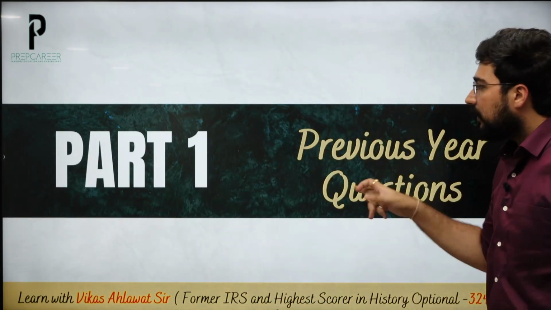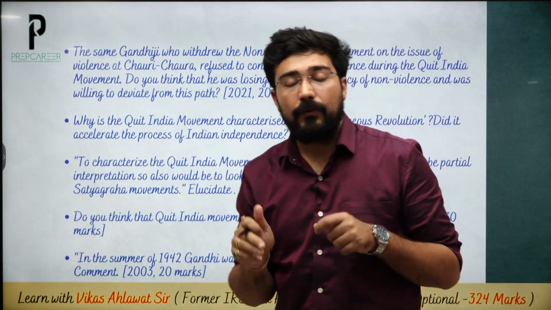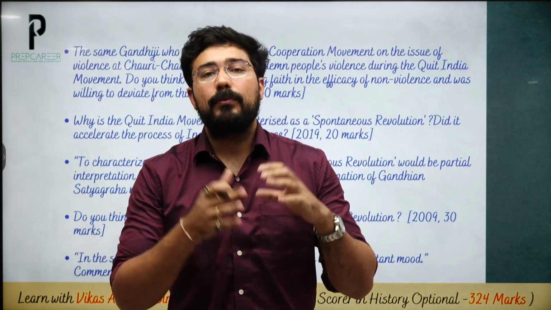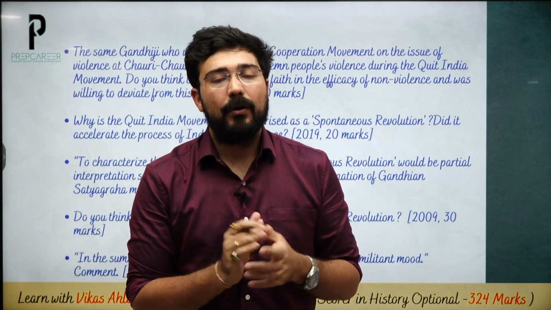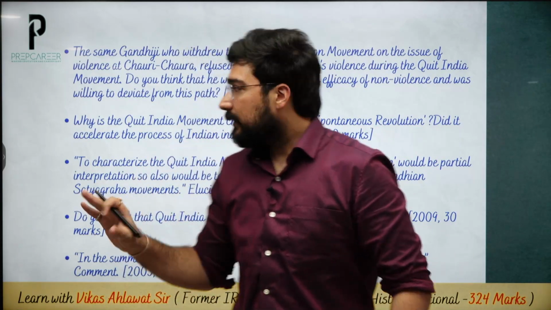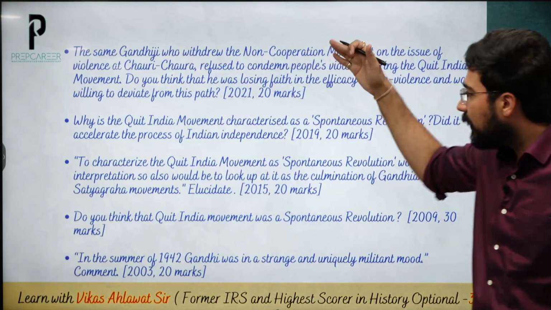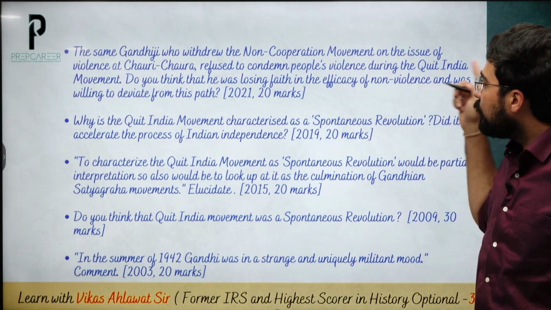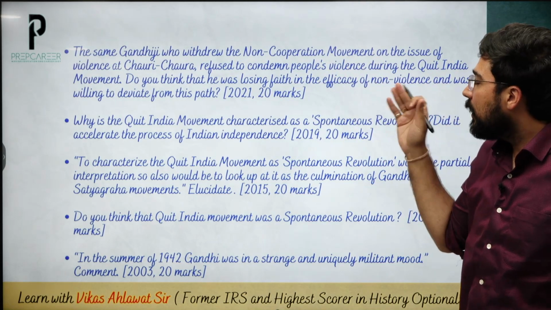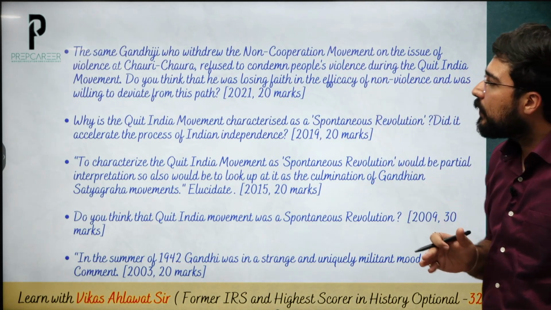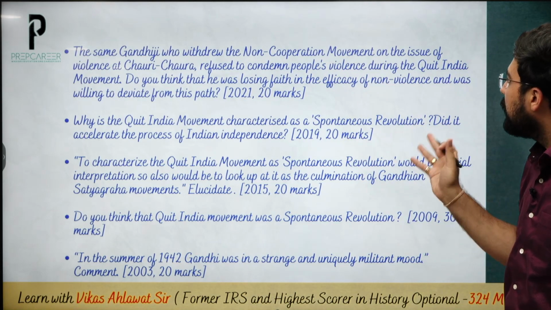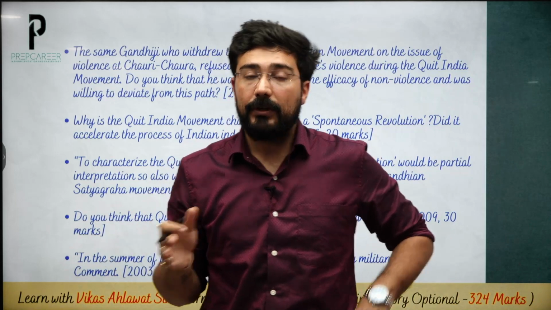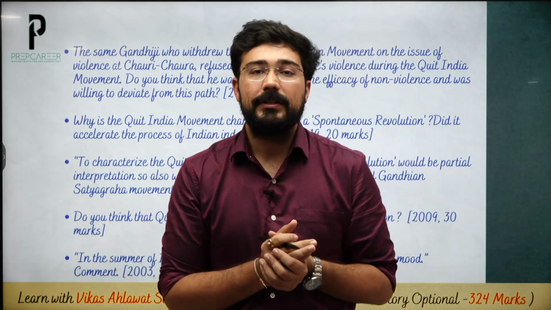The first part is previous year questions. Before reading the book, see the previous year questions. We have already uploaded this booklet multiple times कि modern India के सारे PYQ देख लो. See the topic. So the topic has been repetitive, and one thing which is very clear, same Gandhiji who withdrew non-cooperation on the issue of violence refused to condemn people violence during Quit India movement. Do you agree that he was losing faith in the efficacy of non-violence, that he was willing to deviate from this path? So it's a very difficult question, not easy to answer.